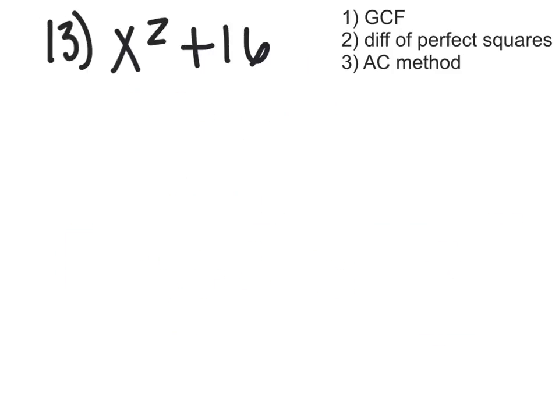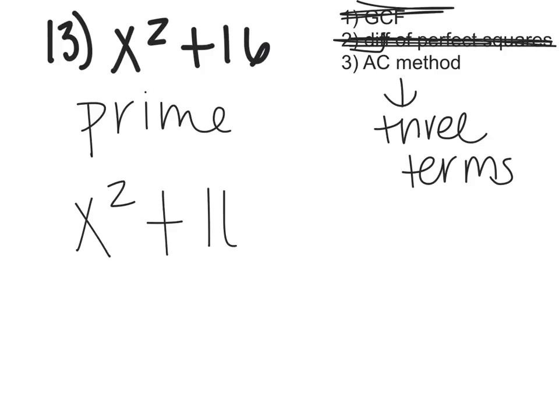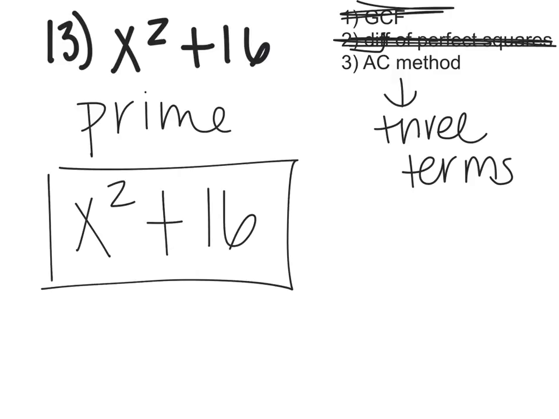Number 13, I have x squared plus 16. So I'm looking for a GCF. Well, there isn't one because I cannot divide x squared and 16 by something. Difference of perfect squares means there's a subtraction sign in the middle. There is no subtraction sign in this problem. So there is definitely not a difference of perfect squares. And then the AC method, remember we said we had to have 3 terms in order to use this one. And there are only 2 terms in this problem, so this tells us that this problem is prime. It means it cannot be factored, that the smallest form this can be written in is x squared plus 16.